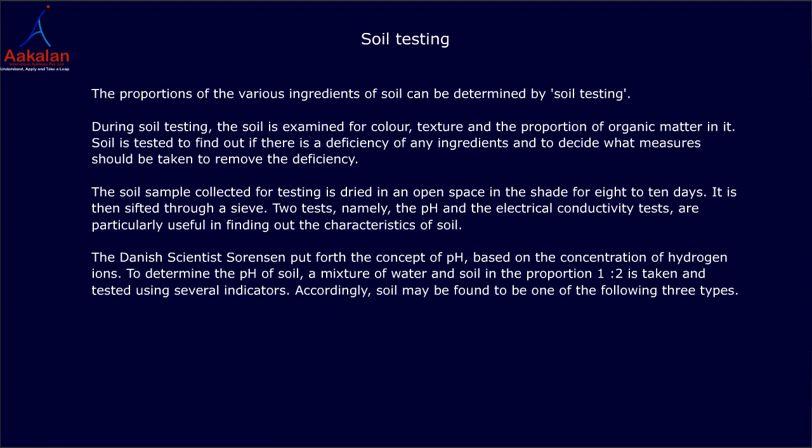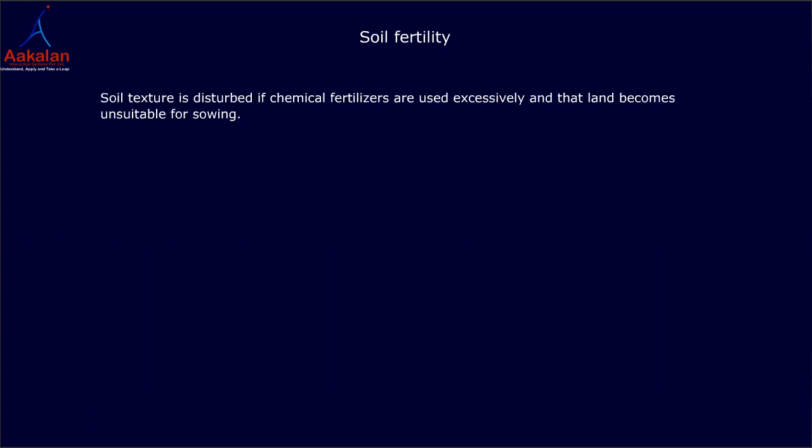To determine the pH of soil, water and soil in the proportion 1:2 is taken and tested using several indicators. Accordingly, soil may be found to be one of the following three types. Acidic soil, pH less than 6.5. Neutral soil, pH 6.5 to 7.5. And alkaline soil, pH higher than 7.5.